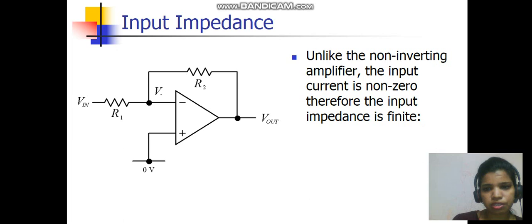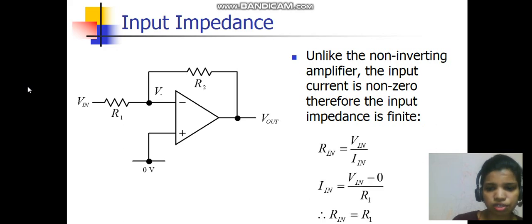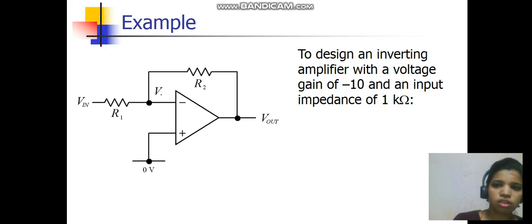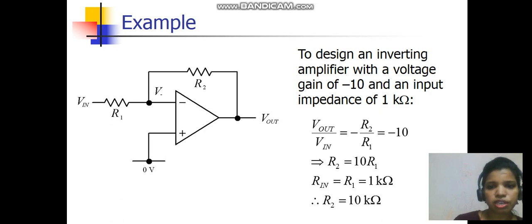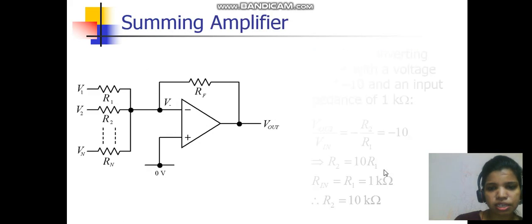What is the input impedance? Input impedance is input voltage divided by current. So the input impedance here in this case is R1. This is again an example for the inverting amplifier. Suppose you want to design an inverting amplifier, the gain is minus. The minus sign indicates that it is an inverting amplifier, that is, the output is 180 degrees out of phase with the input. So R2 upon R1 is given as 10, so R2 equals 10 R1. So if we take R1 as 1K, then R2 should be 10K.